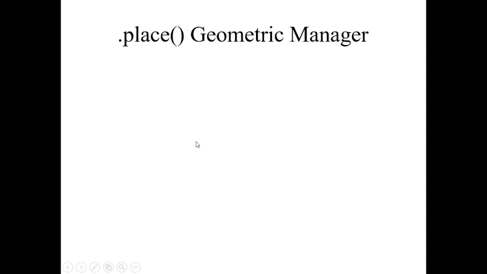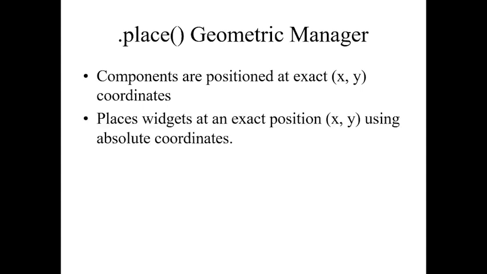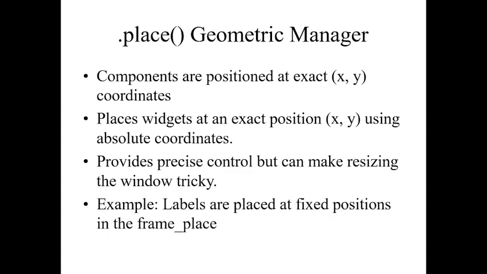The last and third one is the dot place geometric manager. With dot place, components are positioned at exact x, y coordinates. We give the exact position where we have to place the widgets, using absolute coordinates. It provides precise control but can make resizing the window tricky.